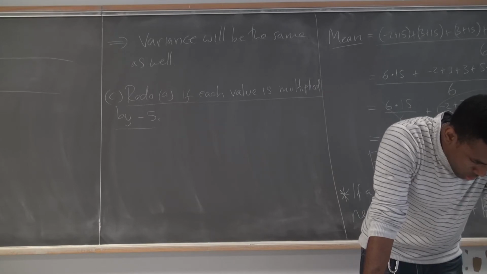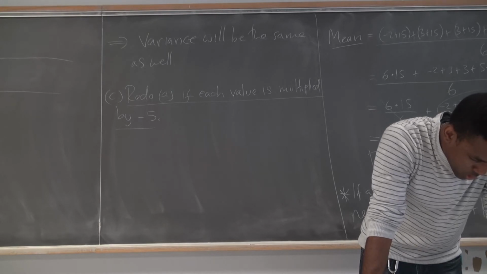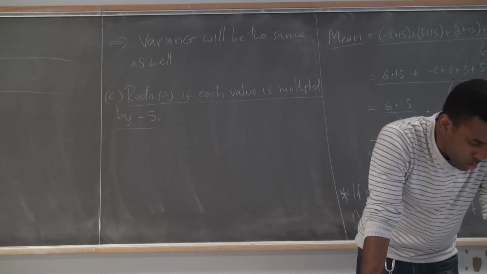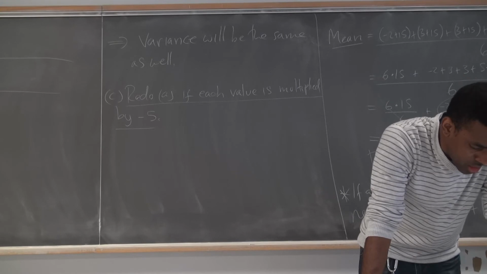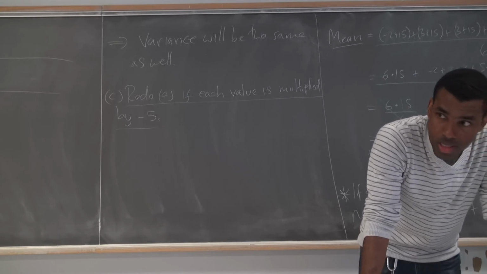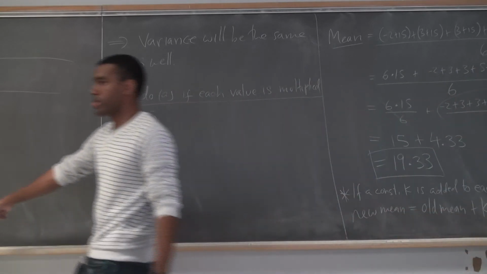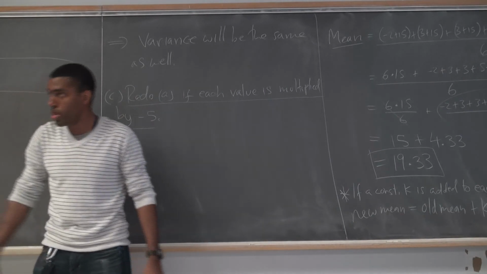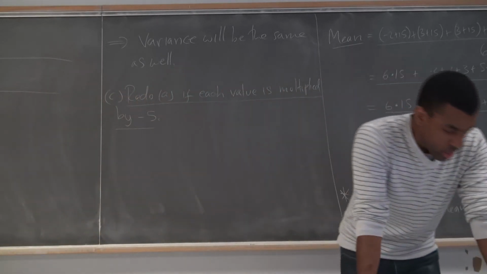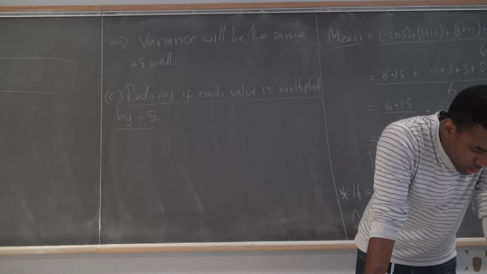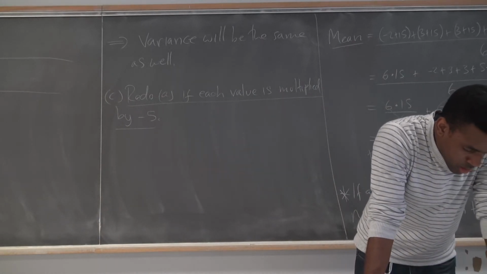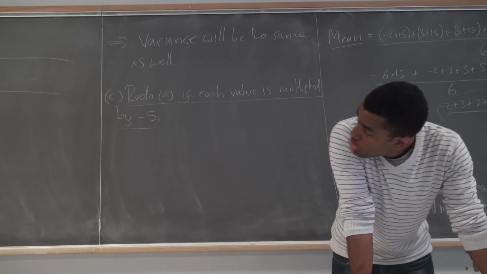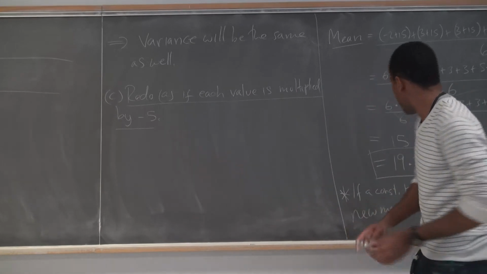So now, oh, by the way, I'm sort of doing part D as we go along, right? So in part D, when they're talking about state the general rules based on your observations, these are the general rules, right? This is what they expect you to be able to tell me. So C, each value is multiplied by -5. How do the new values change?